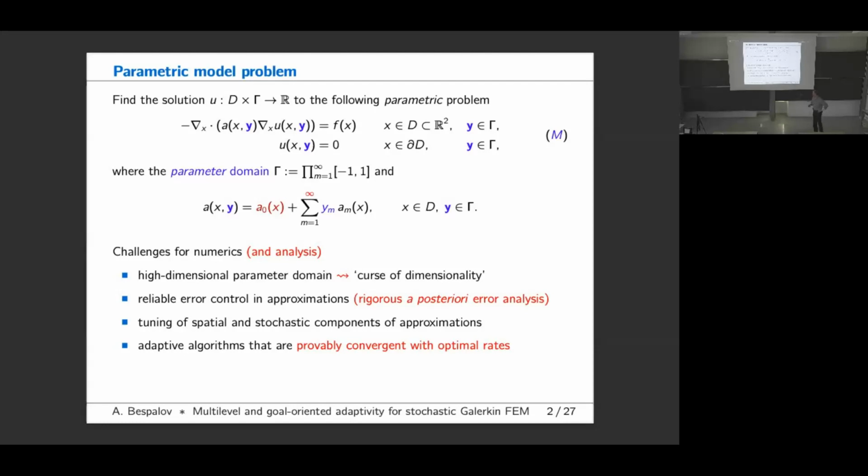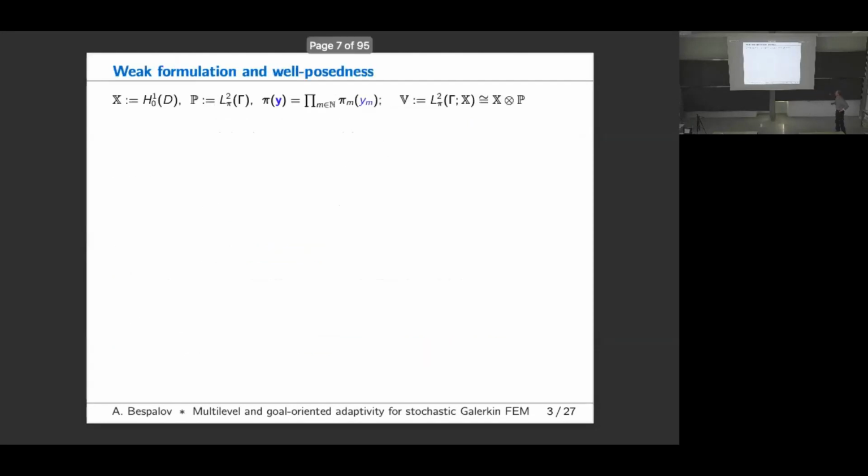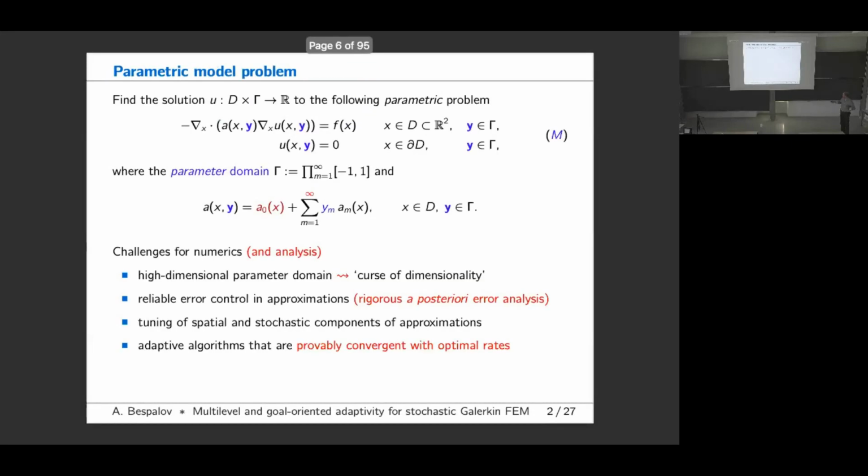So this is sort of a plan for the talk. The functional analytic framework. You already noticed the color scheme of this talk. Everything in blue has something to do with parameters. Everything in dark red has something to do with spatial approximation or spatial components. Things in bright red are something that I want you to highlight. This is something important that's going on.